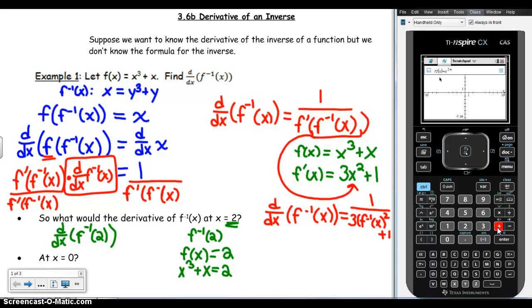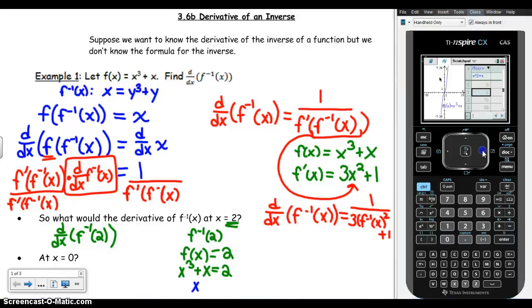plus x, and so the question is, where does this equal 2? We may be able to find that in the table, so if we do Control T, yeah, it's right here in the table. You can see right here at x equals 1, y is 2. So x cubed plus x equals 2 when x equals 1. So that means f inverse of 2 equals 1.